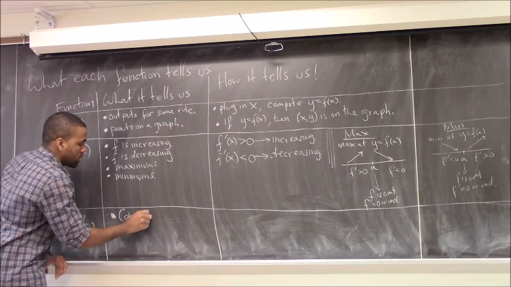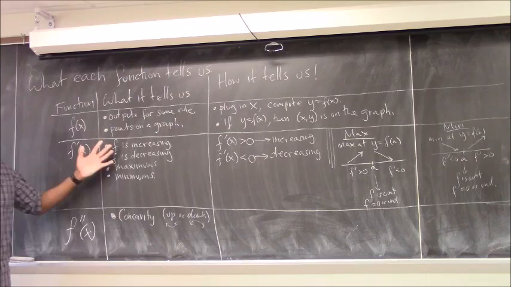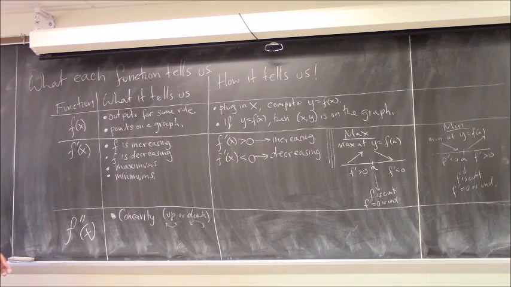There are two flavors, up or down. Remember, it's up like a cup or down like a cup. So this doesn't tell you about increasing or decreasing. It tells you about shape. Do you shape like a smiley face or a frowny face? And that can have various interpretations on it. It can also tell you about inflection points.